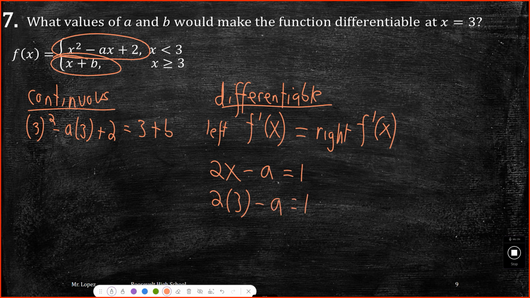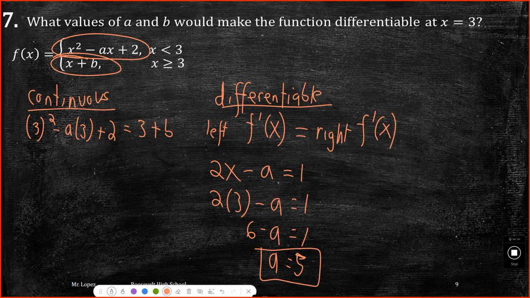This is so much easier than the other one. So 2 times 3 is 6. 6 minus a is equal to 1. Move it over, so a is 5. But now I know a is 5, so I can just plug it in here and solve for b.